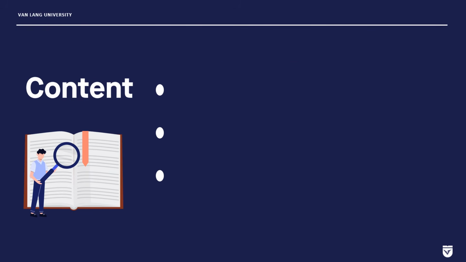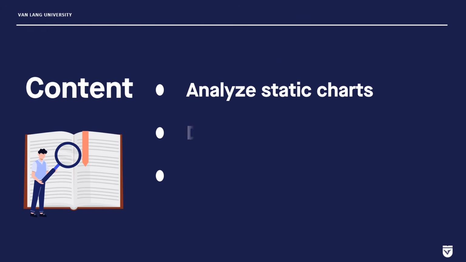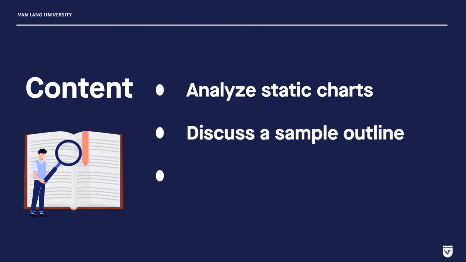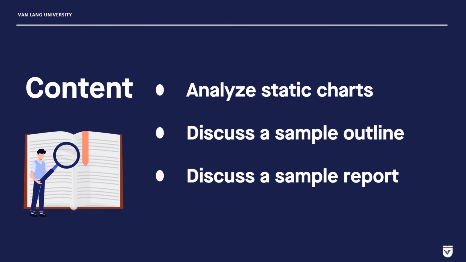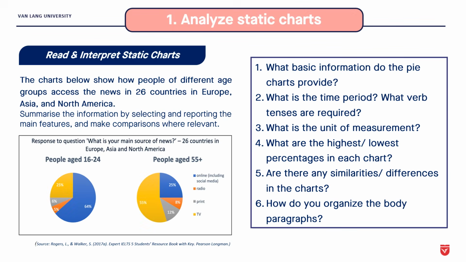There will be three main parts in this video. You will analyze the static chart, discuss a sample outline, and then a sample report. To better understand the charts, address the following questions based on the given charts here. The charts show how people of different age groups access the news in 26 countries in Europe, Asia, and North America. Pause after each question to note down your answer.